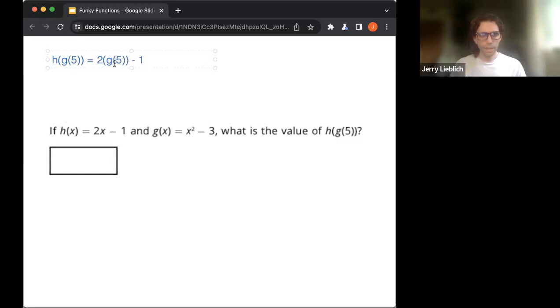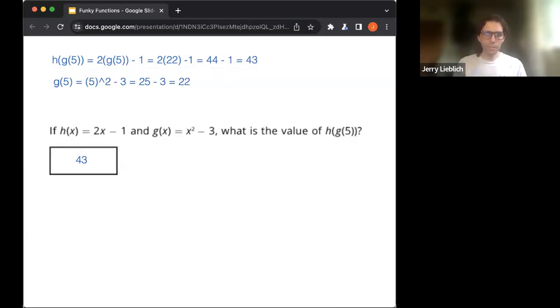Okay. And I can figure out what g of 5 is. This we really know how to do. Okay. And now I know g of 5 is 22. So I can just go back here. 2 times 22 minus 1. 44 minus 1 gives us 43.